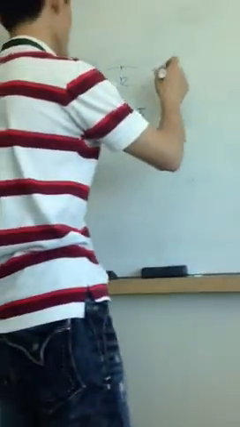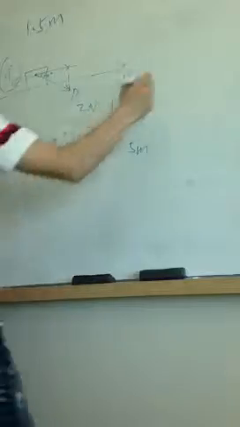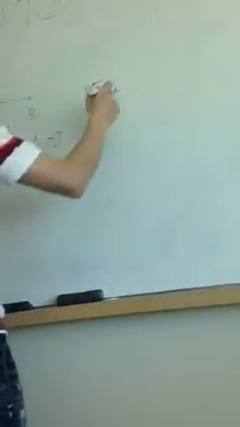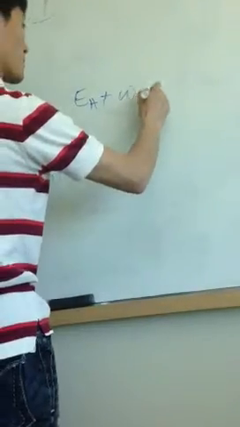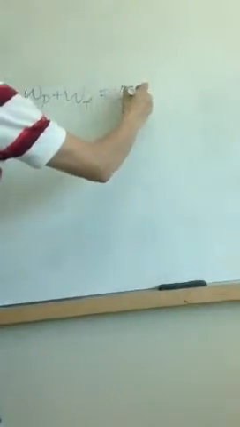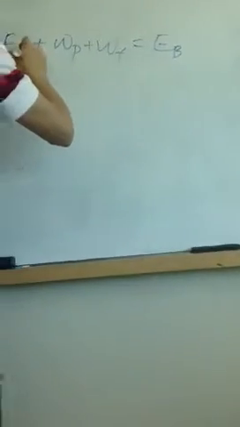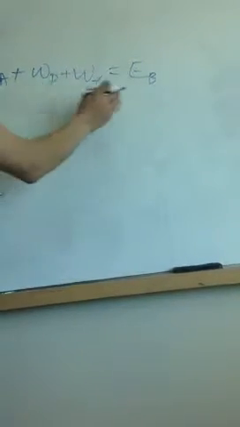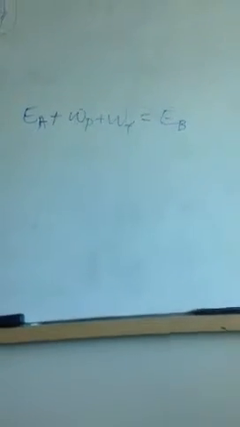If we put the initial energy plus the work, it should be equal to the energy at B point. Right, that's the equation. You put the initial, the work is equal to the energy in the end.